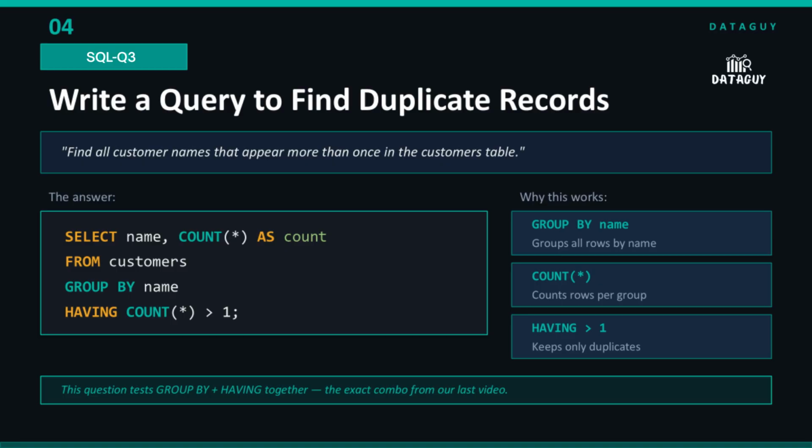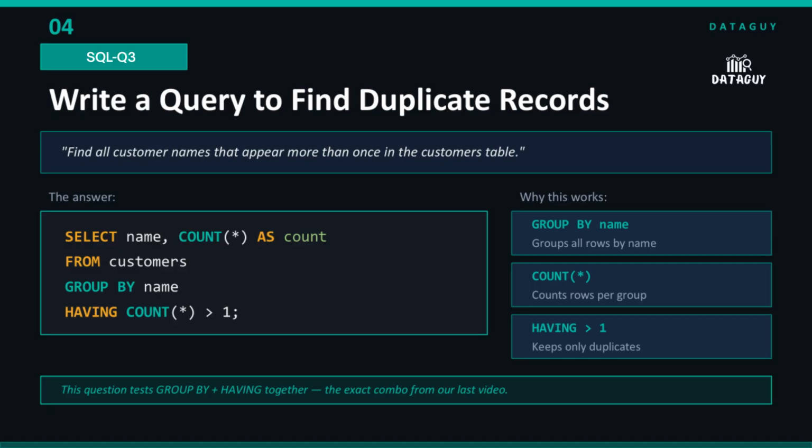Question 3. Write a query to find duplicate records in a table. This is a practical question that tests whether you can actually solve a real problem. The answer uses GROUP BY and HAVING together. SELECT name, COUNT(*) AS count FROM customers GROUP BY name HAVING COUNT(*) > 1.